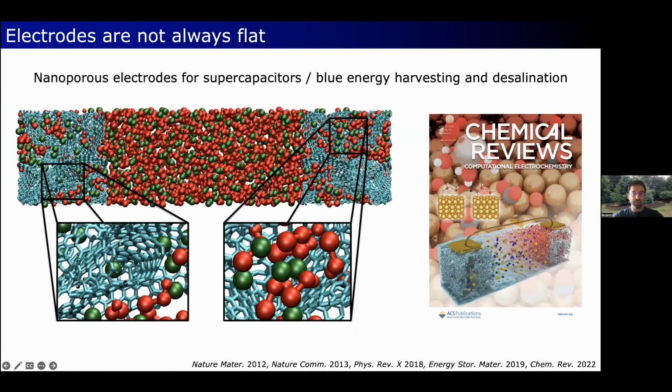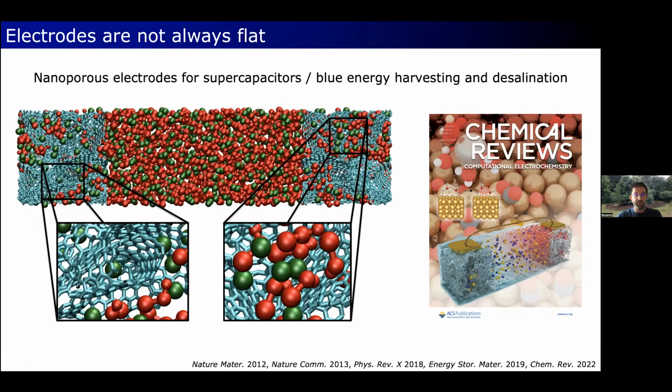I'm not going to discuss that in detail today, but I should mention from the beginning that electrodes are not always flat. In fact, in many applications for supercapacitors or blue energy harvesting and desalination, the porosity of electrodes plays a very important role. In the past, we've looked at nanoporous electrodes in these two contexts. And there, the fact that you have pores that can have various shapes, but have a size comparable to the size of the ions, plays a very important role.